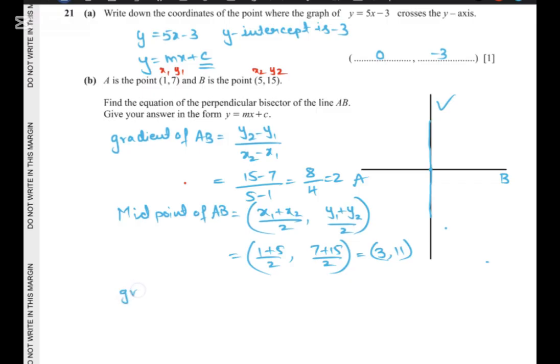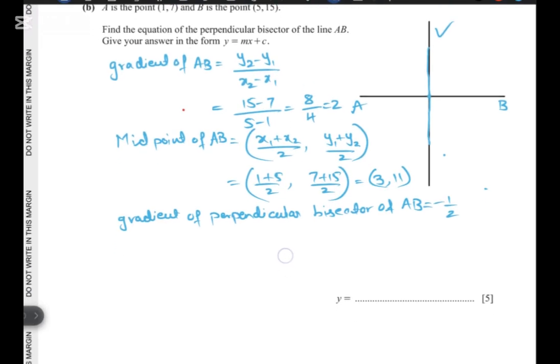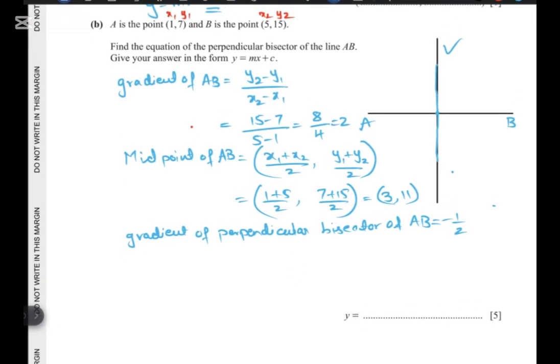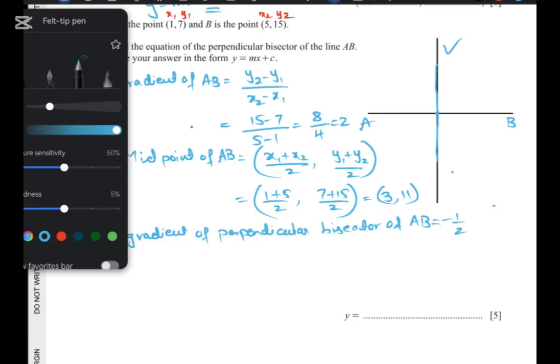Now the gradient of the perpendicular line. The gradient of the perpendicular bisector of AB will be the negative reciprocal of the gradient which we got for the line AB. The reciprocal is 1 by 2 and negative will be minus 1 by 2. So using the rule of point and gradient, we have to find the equation for the line.